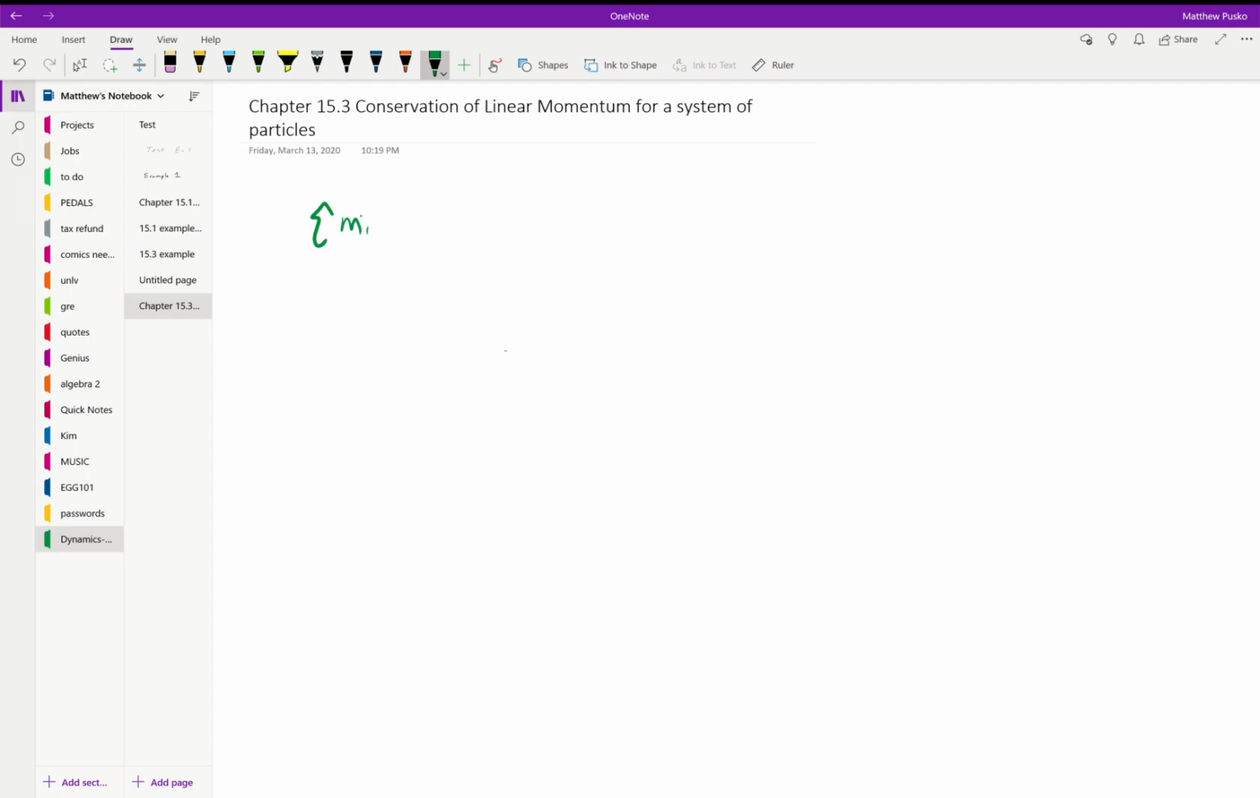But let's just say the summation of our initial momentums, m initial times v initial, in our first state is going to equal the summation of that same mass, because we're keeping mass constant for now, times their final velocities. And this is just a before and after situation.